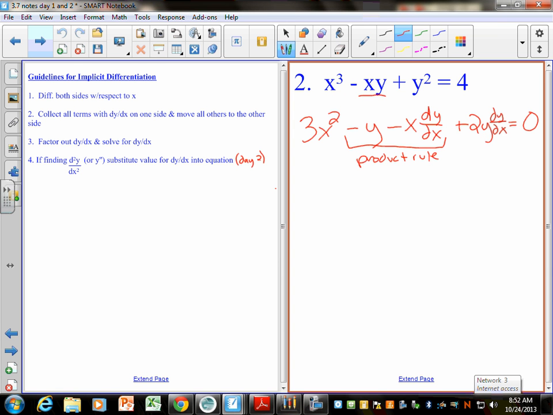That's the calculus part. Now it's kind of just the algebra part. We need to solve for dy dx, so I'm going to take the stuff without dy dx and move it to the other side. So that would leave me with negative x dy dx plus 2y dy dx. And eventually you'll probably do this stuff all at once. I like my numbers to be positive, so I tend to switch them around, but it's up to you. It's however you want to write it. Like, I'm going to subtract 3x squared and add y, so I'm going to write that as y minus 3x squared, which is the same as negative 3x squared plus y.